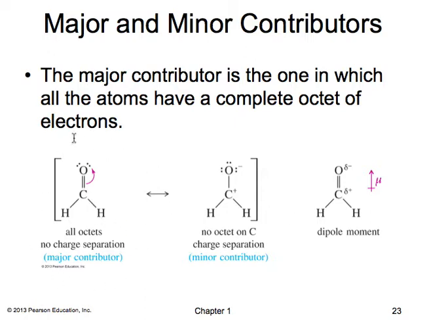This represents the major because you have all octets, no charge separation, versus this, there's no octet on carbon and there is charge separation. And this also helps you figure out what the dipole moment is, right? There's a partial positive charge and a partial negative charge due to the charge separation, allowing you to determine the dipole moment.